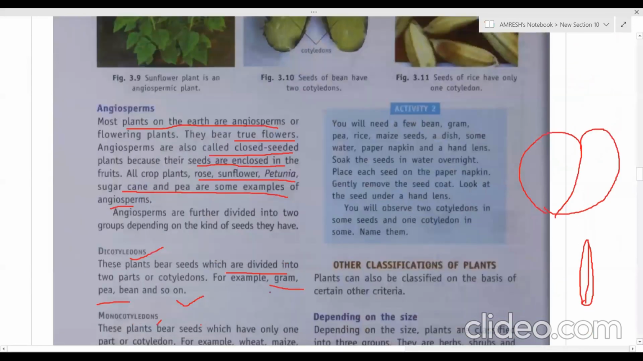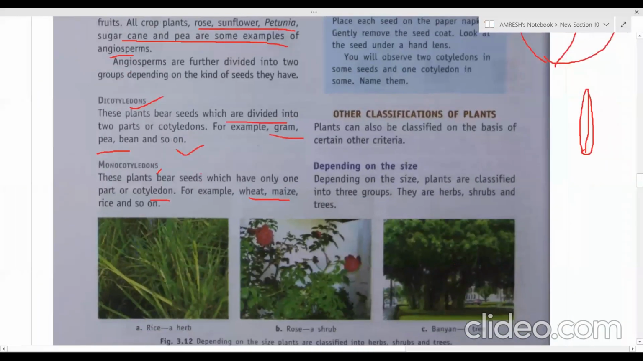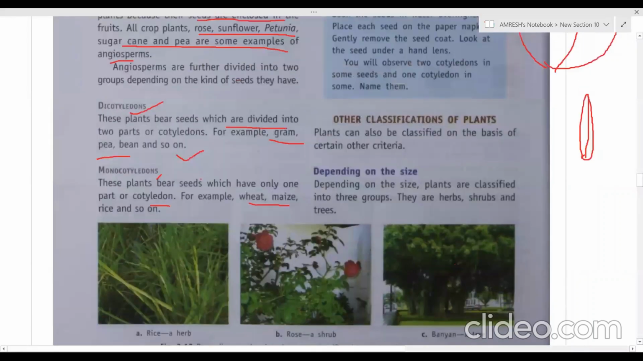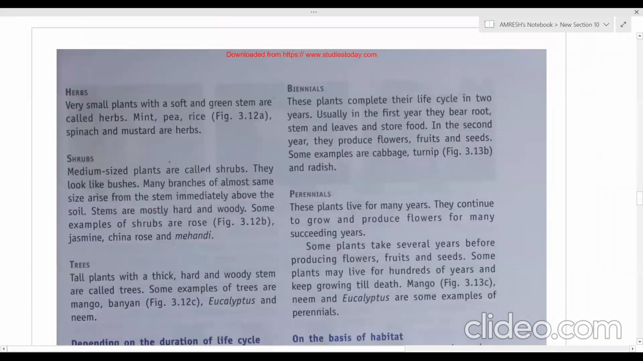In other classifications, in your previous video, that is classification of the living world, we have learned that we can classify a plant on the basis of their size, their habitat, and their life cycle. On the basis of their size, plants are divided into herbs, shrubs, and trees. Herbs are very small plants with a soft and green stem. Examples are mint, pea, and rice.